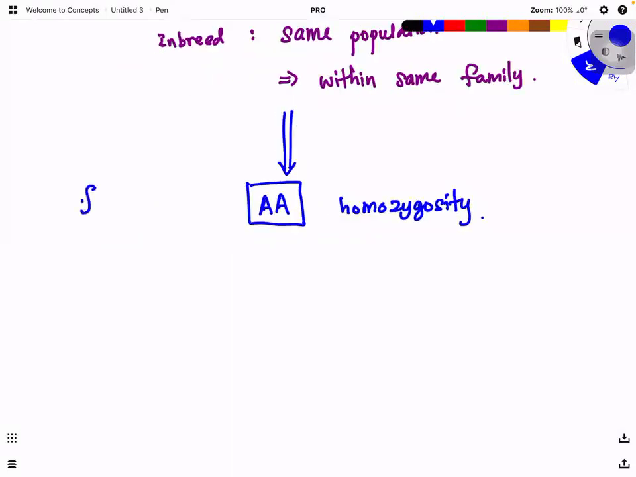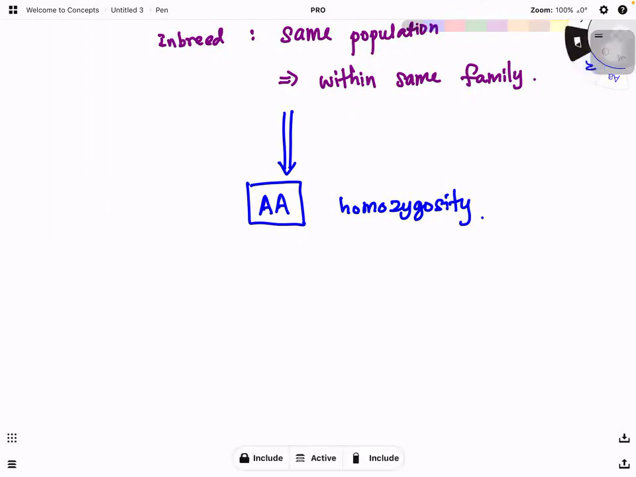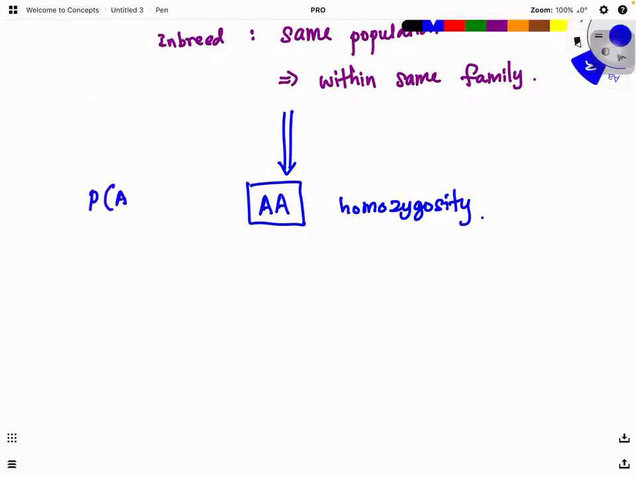So over many generations, you can see that the probability of the big A allele increases, and the probability of the small a allele decreases, or maybe becomes 0. But this is the bright side of inbreeding. So what is the dark side of inbreeding?